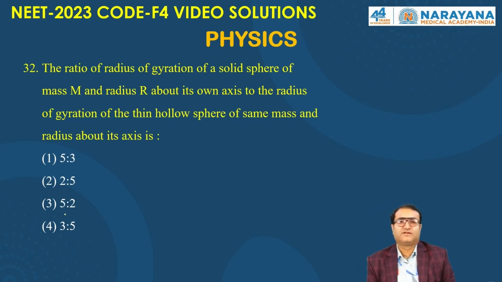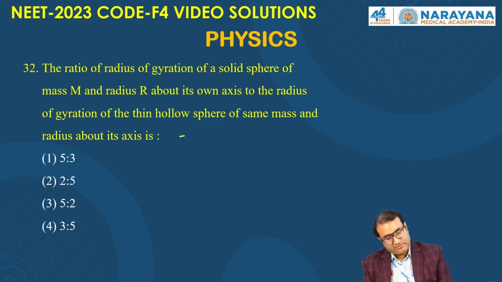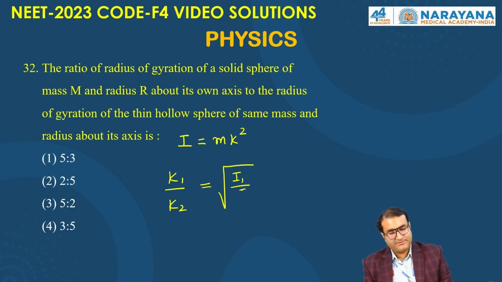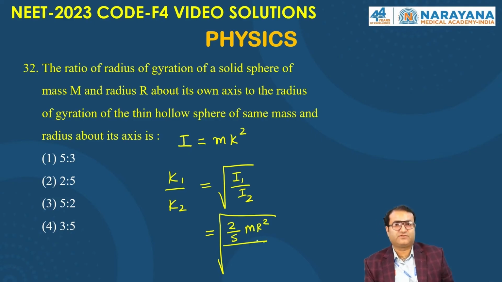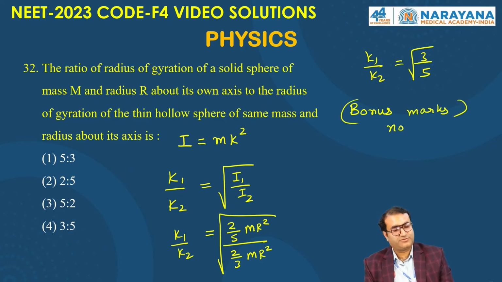Here comes question number 32. The radius of gyration of a solid sphere of mass M, radius R, about its own axis to the radius of gyration of thin hollow sphere of same mass and same radius about its axis is. Moment of inertia is written as mk square, where k is the radius of gyration. So simply we can write k1 by k2 is under root of I1 by I2. Solid sphere, it is 2 by 5 MR square. Moment of inertia for a hollow sphere, it is 2 by 3 MR square. So k1 by k2 is under root of 3 by 5. So now option is there. I'll go with the bonus marks here. No option is matching.